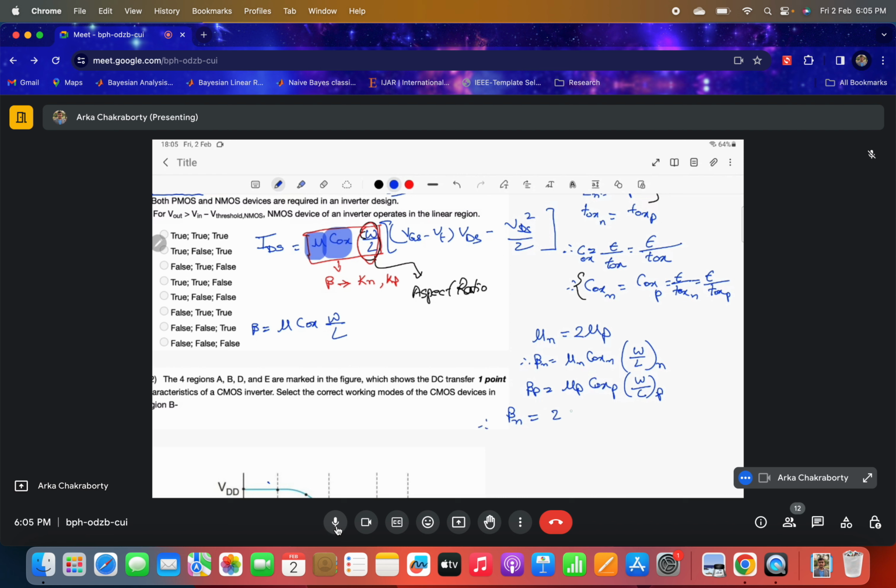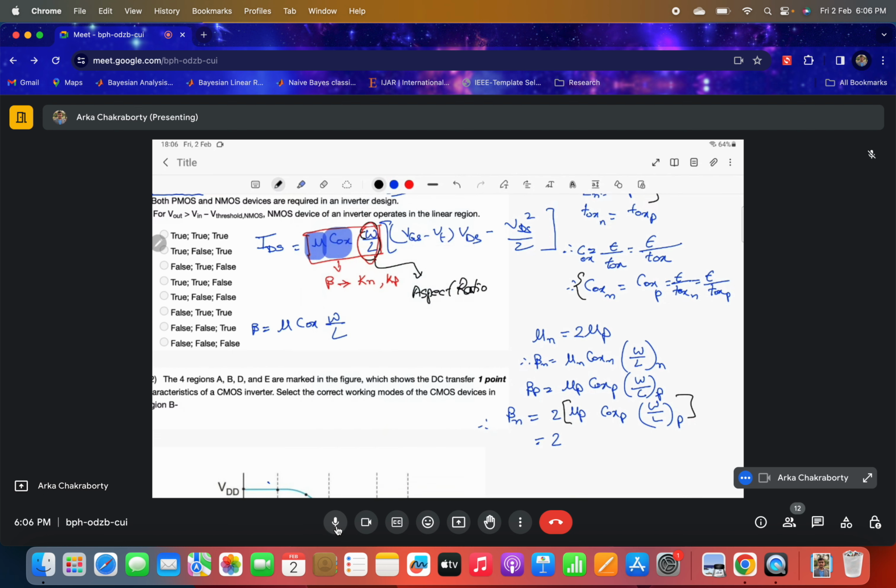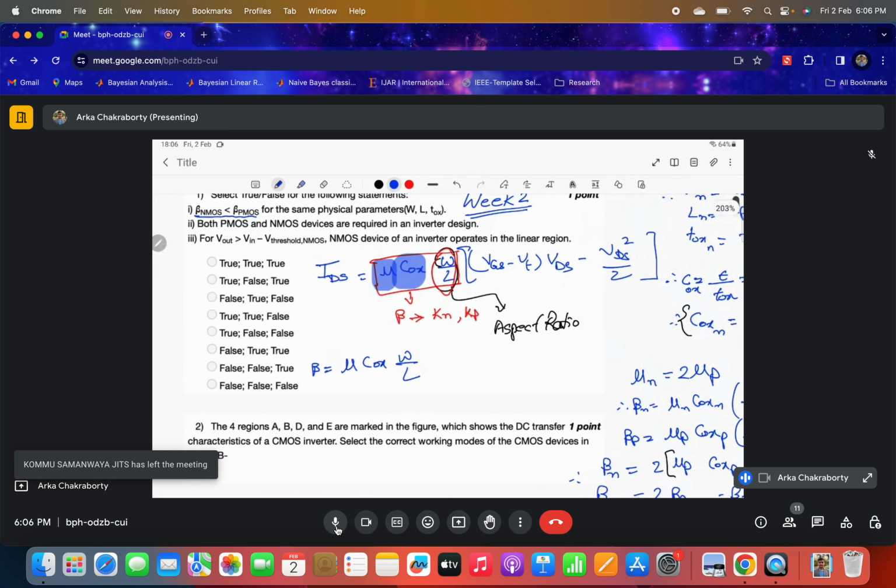twice mu p, and Cox n equals Cox p, and W by L is equal to W by L of p. It equals twice beta p. Therefore, beta n is twice beta p. Therefore, beta n is not less than beta p. Therefore, the first statement is false.